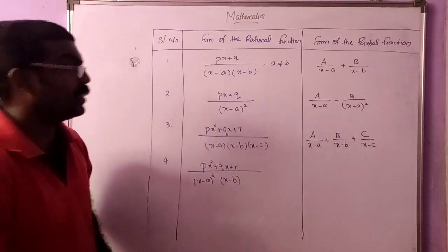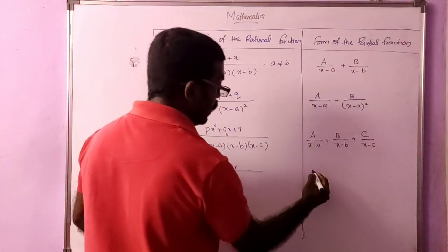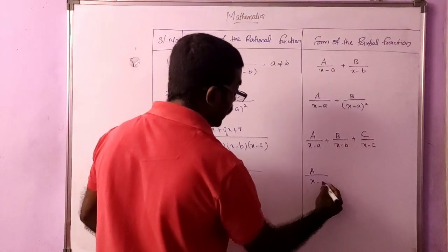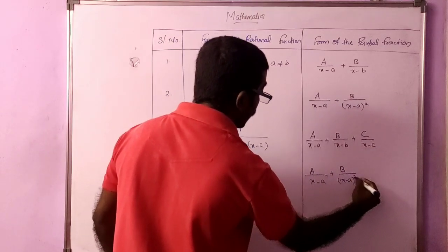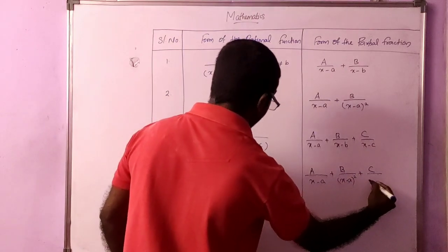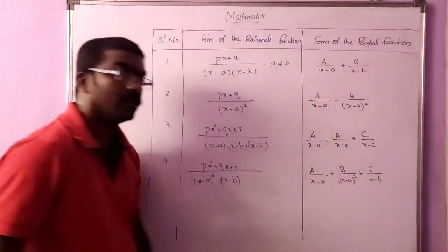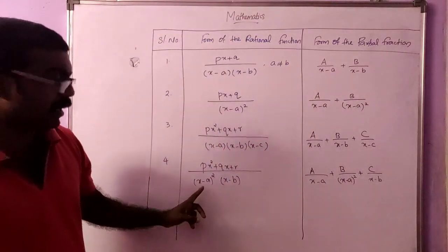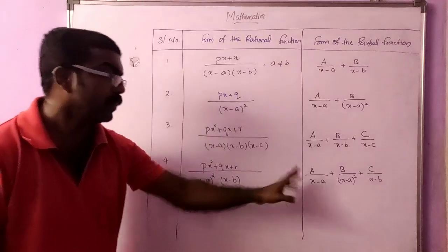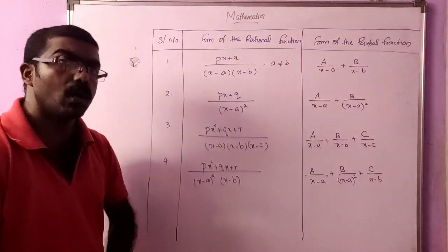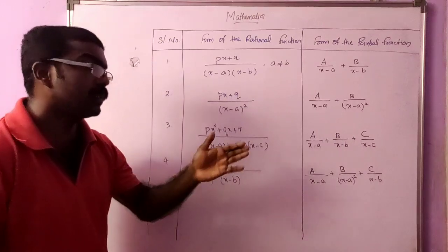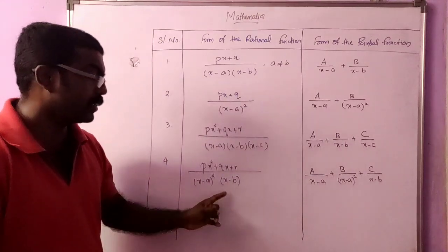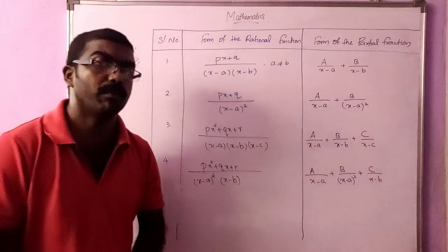So first we can write, as we have done in the second case, a by x minus a plus b by x minus a the whole square, then plus c by x minus b. Okay. A by x minus a, b by x minus a the whole square. Without square, then with the square. Then plus another constant, c by the next linear factor, x minus b.